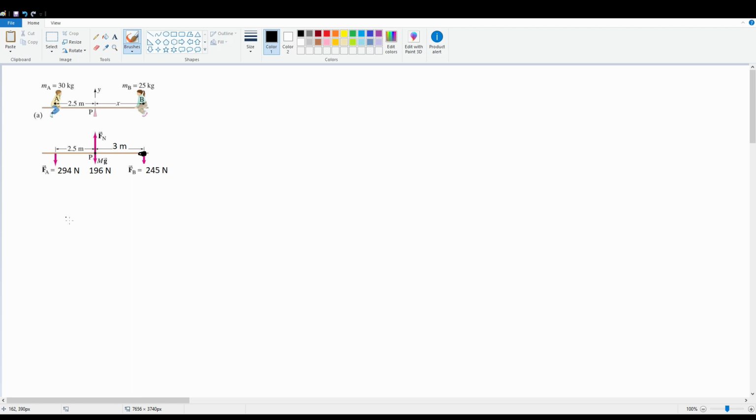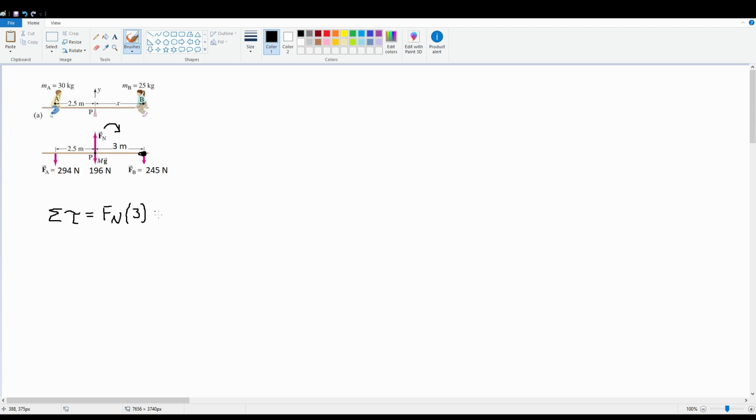So do my thing of the sum of the torques. Please forgive my handwriting, I'm on a mouse. So here's my pivot. This force exerts no torque, so I'm going to skip it. I have Fn here. Fn is going to cause it to go clockwise. So I'm going to have Fn times 3 meters.